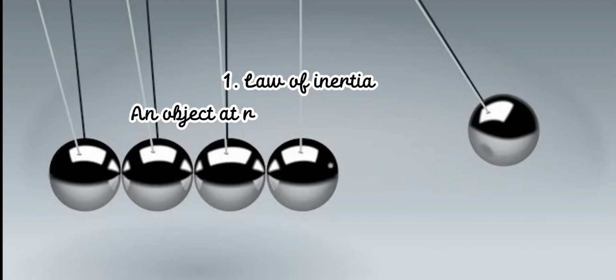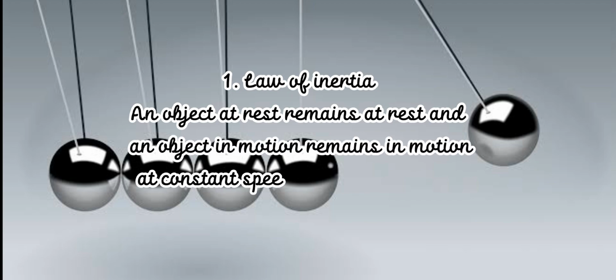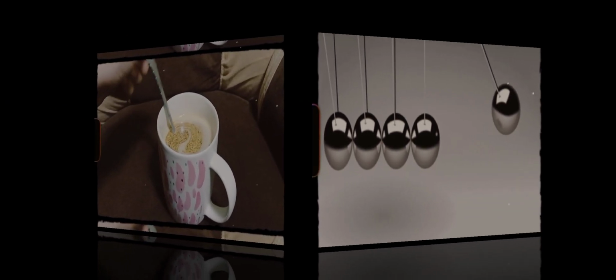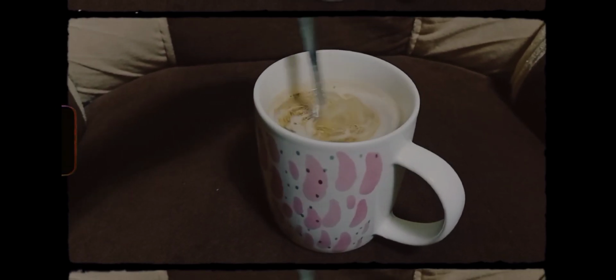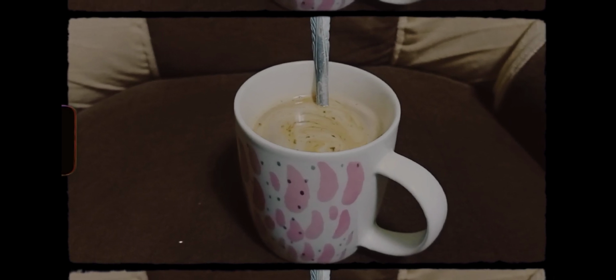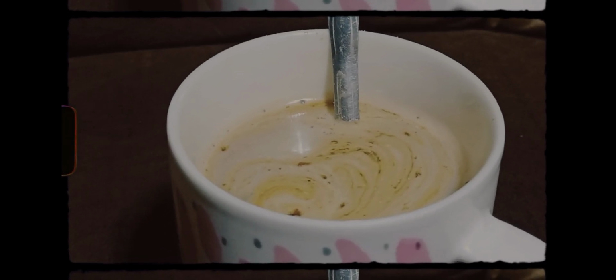Law of inertia: an object at rest remains at rest and an object in motion remains in motion at constant speed and in a straight line unless acted on by an unbalanced force. Stirring coffee. After you swirl a glass of coffee, the coffee does not stop swirling immediately. It continues swirling for some time, after which it stops. This is due to the inertia of the motion of the molecules.